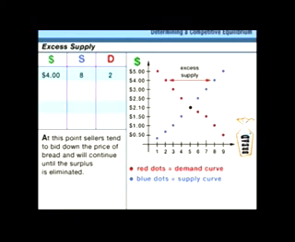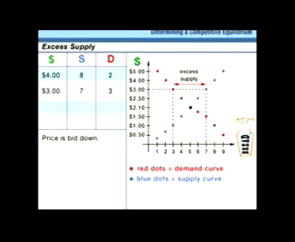First, additional buyers will enter the market. Notice when the price drops to $3 a loaf, we can sell 3 loaves of bread because 3 people are willing and able to purchase bread at that price. As the price drops down to $2.50 a loaf, the quantity demanded increases to 4 loaves of bread, and so forth. So additional buyers enter the market as the price falls.